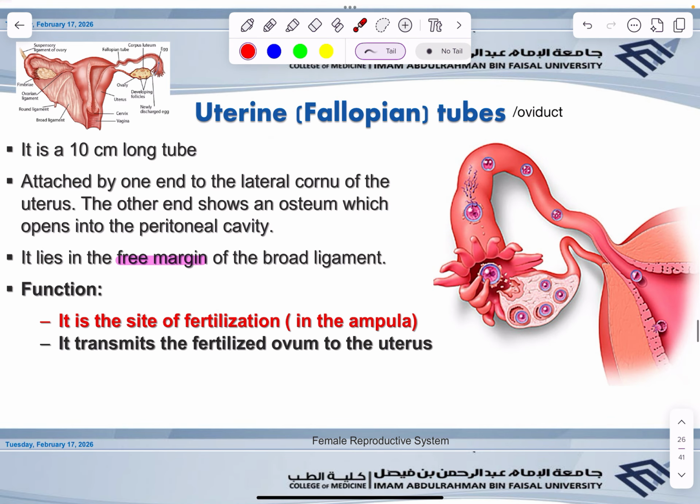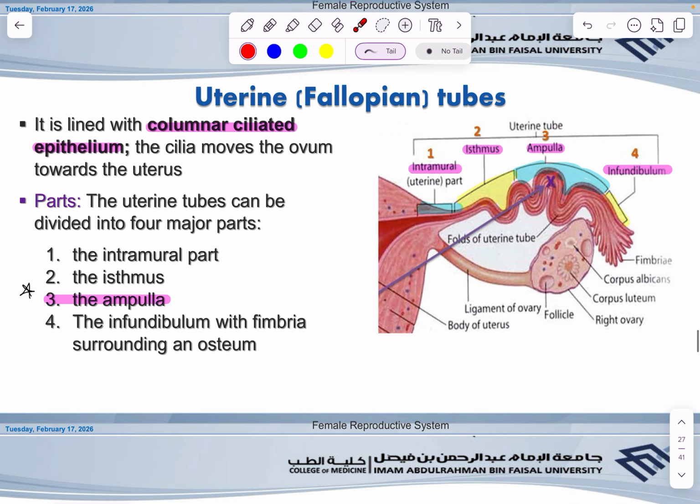طيب نجي للuterine tubes or the fallopian tubes, برضو some people call it the oviducts. المهم, it's a 10 centimeter long tube and it's going to attach in the free margin of the broad ligament اللي هو هذا the peritoneum. طيب it has 4 main parts. عندنا الintramural part والisthmus والampulla والinfundibula. اللي يهمنا هنا الampulla because this is the main site of fertilization.